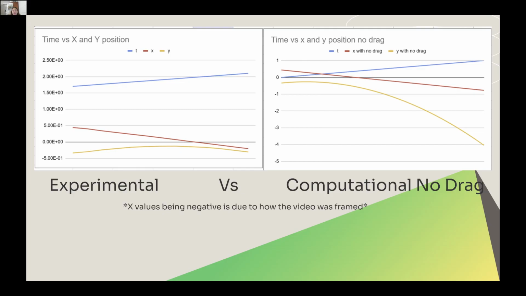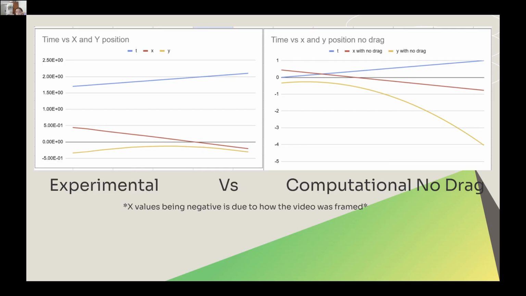Here we have our experimental data versus our computational data with no drag. As you can see, the lines are definitely very different, but once again, you have to take into account that in our experimental data, the values are negative because it was traveling in the negative x direction. However, the y and the t should still be relatively accurate. It's just the x that is affected by this. And you can see that slight curve in the experimental that matches almost the no drag, or a little bit, and then the other two lines, which are both linear.